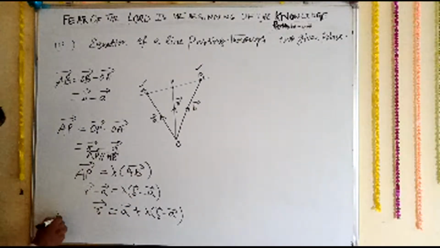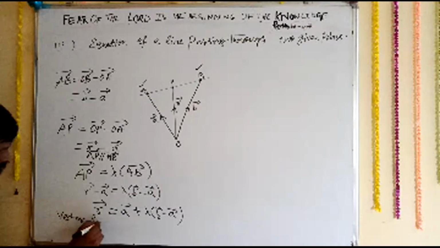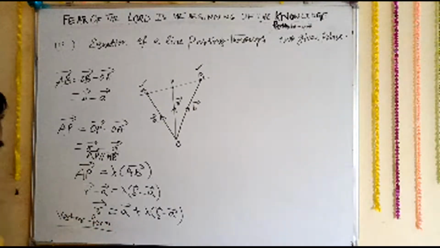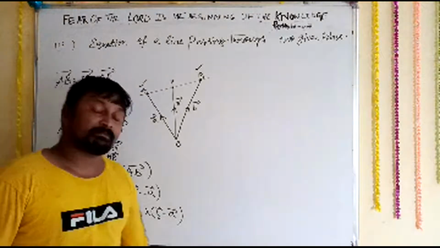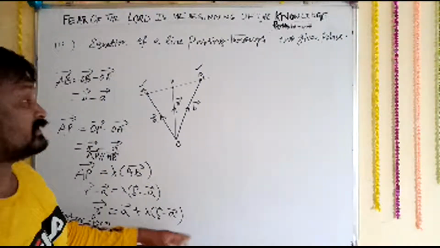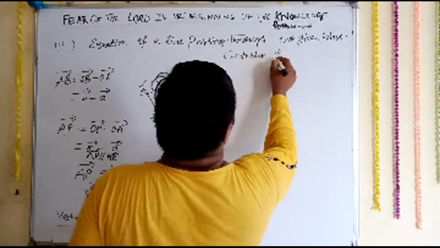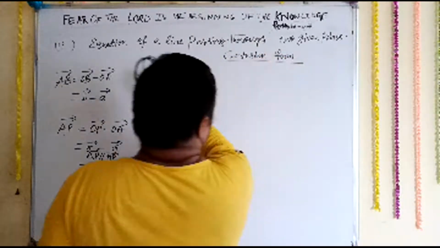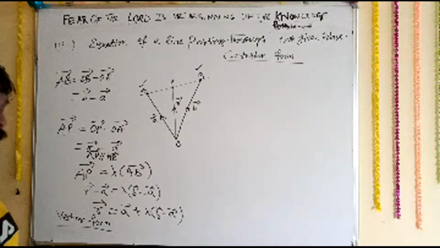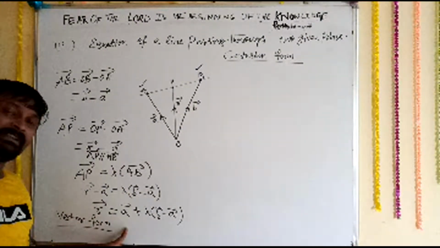So now we need to find the Cartesian form. So we go for the Cartesian form. R means same only, A means also same only, and B minus A also. It is the same method only.